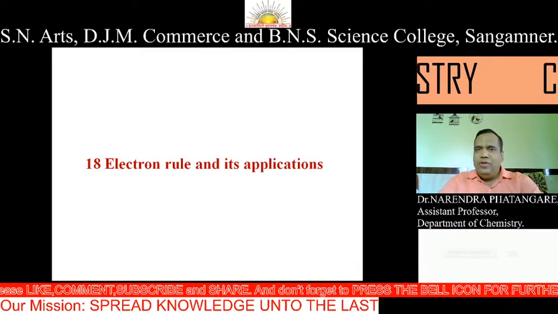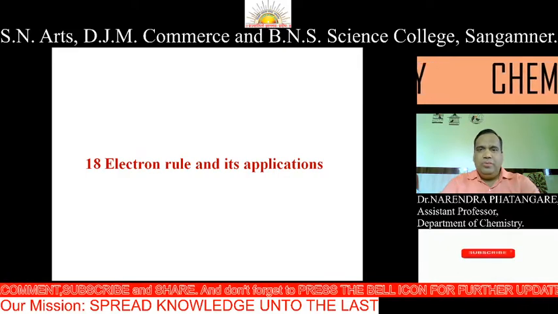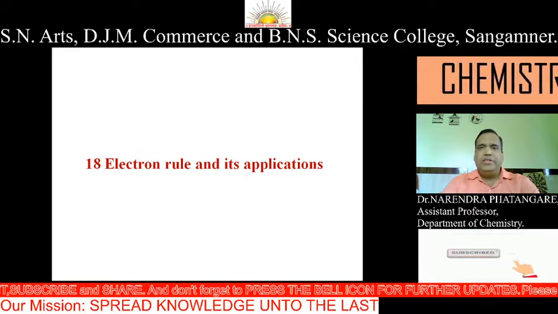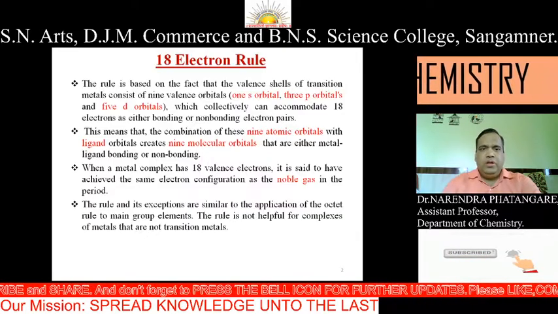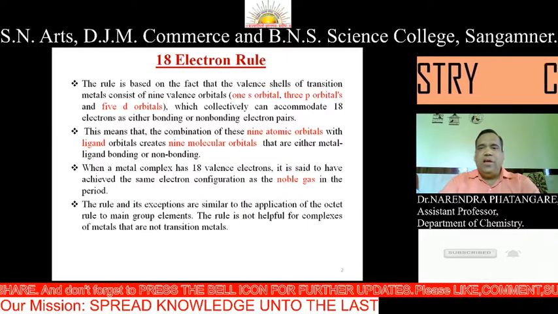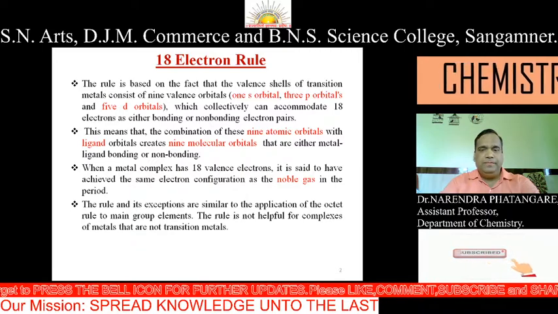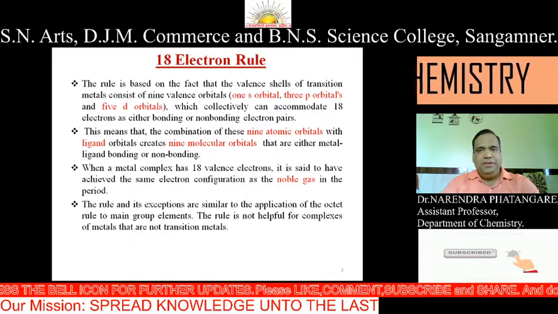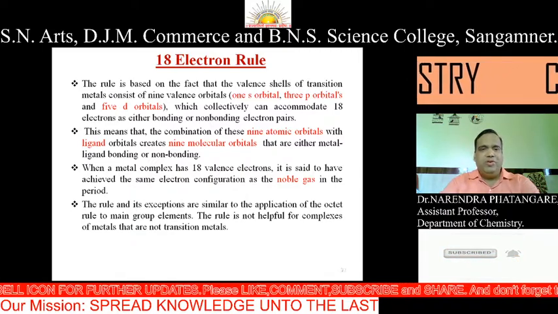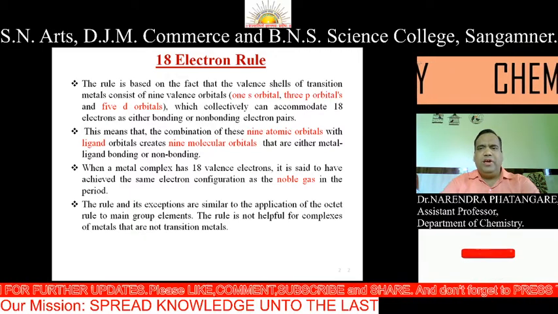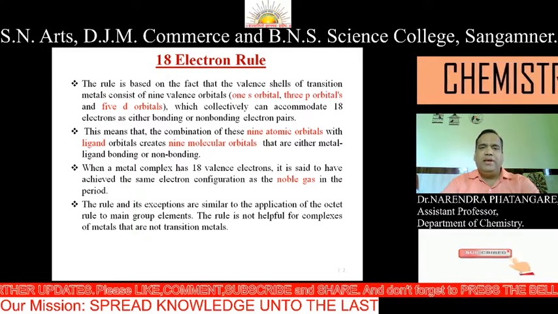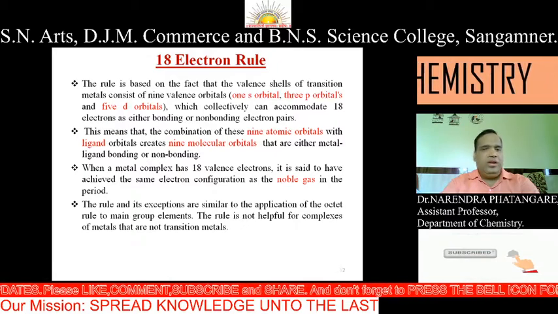Hello friends, now we are going to discuss the important 18 electron rule and its applications. The rule is based on the fact that the valence shell of a transition metal consists of 9 valence orbitals, that is 1 s orbital, 3 p orbitals and 5 d orbitals, which collectively can accommodate 18 electrons as either bonding or non-bonding electron pairs.